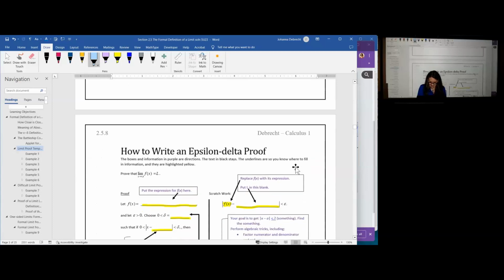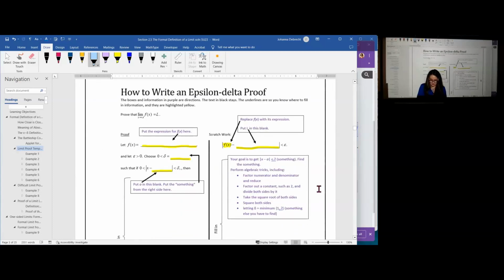All right, let's take a look at my template. It's a full page template, and I've got writing in purple to show you directions of things you might want to do. I've highlighted the blanks where you fill in things, and then I have written in black the stuff that is going to be in every one of your proofs. It's not going to change. Now, what we want to do is we start with the statement we're trying to prove. Prove the limit as x goes to a of f of x equals L. I take this number for L and I write it right here in this blank.